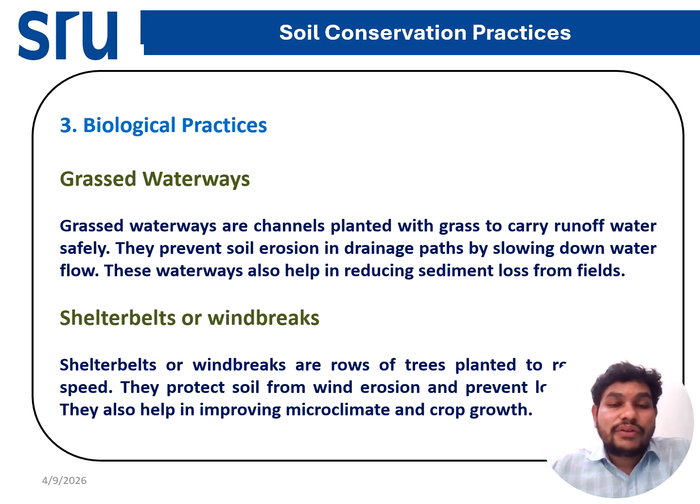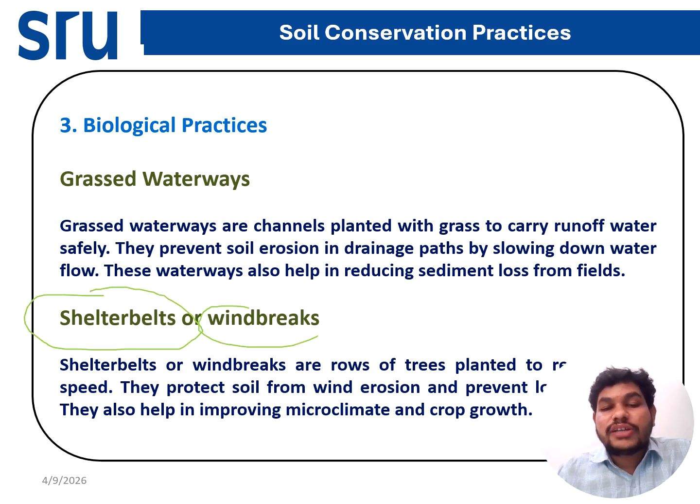Then grass waterway, which we have seen just now. Then shelter belt and windbreak. Shelter belt means a tree structure across the wind, and windbreak is any structure, even a wall, across the wind. It will reduce the velocity of the wind.